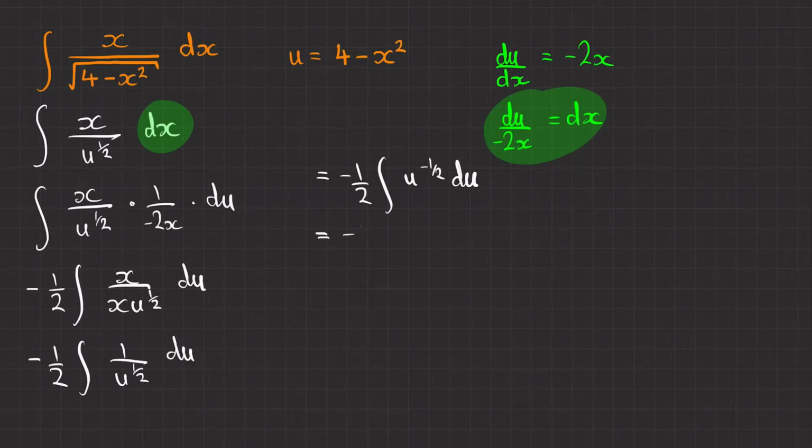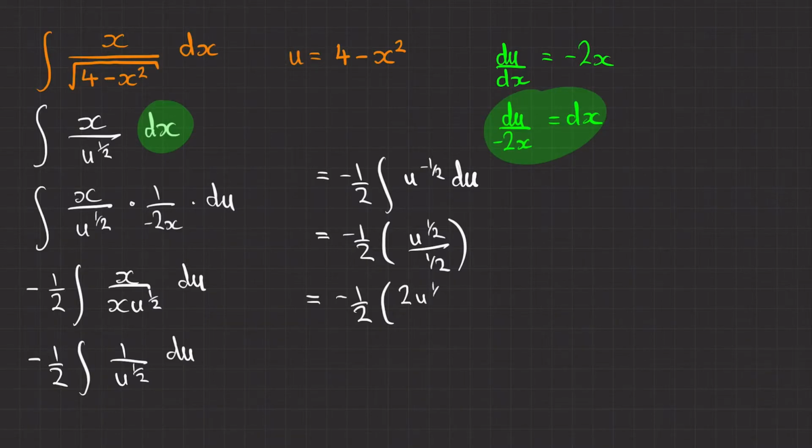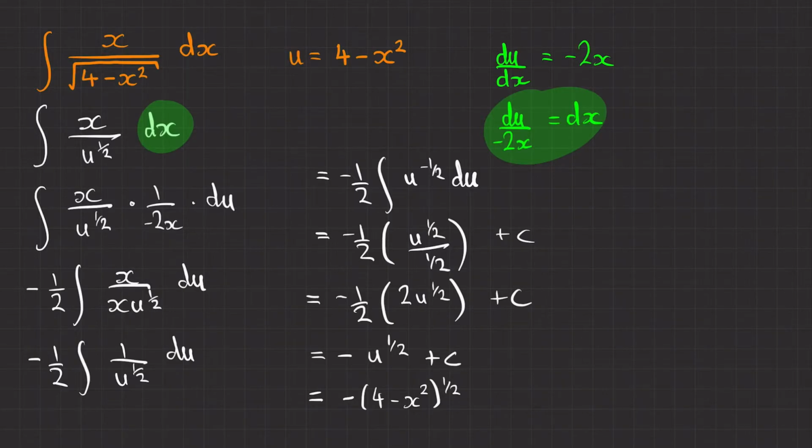Integrate it at this point, so we'll have equals minus a half lots of u to the half divided by a half, which is minus a half lots of 2u to the half, which then these two will cancel out, so it'll become minus u to the half plus c. Substituting our u value back in, so we'll have minus 4 minus x squared to the half plus c. Or some of you may have preferred to leave it as minus root 4 minus x squared plus c. Both are correct.